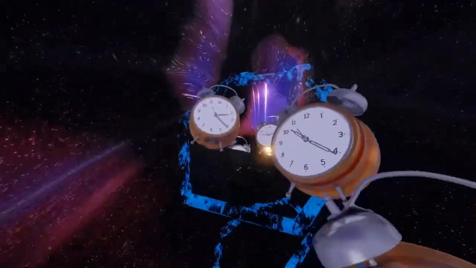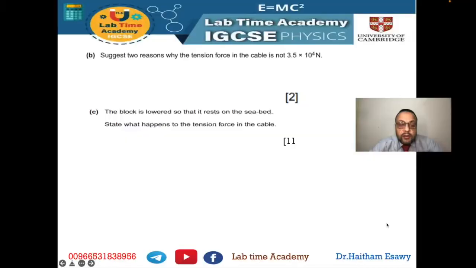B. Suggest the reasons why the tension force in the cable is not 3.5 times 10 to the power of 4 Newton. Actually, we have many factors that affect the block. We have the weight of the block and we have the upward force of water.